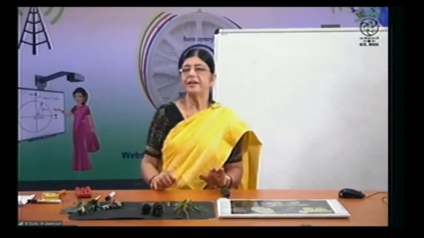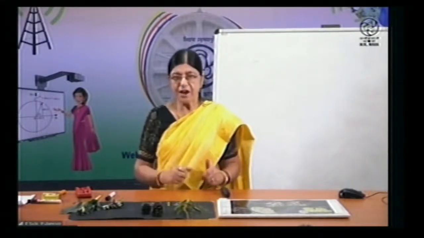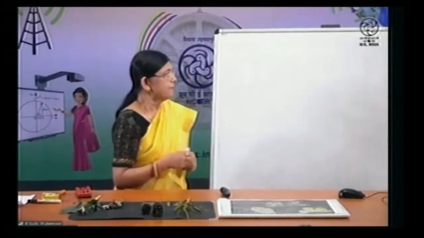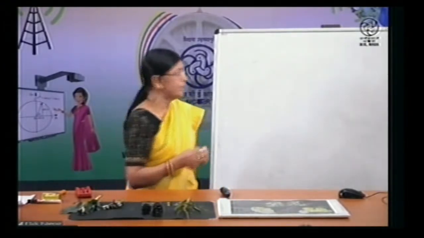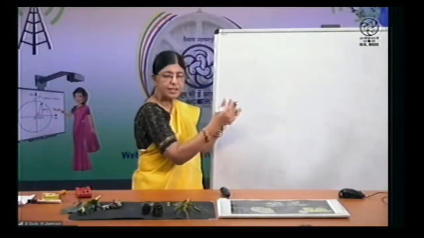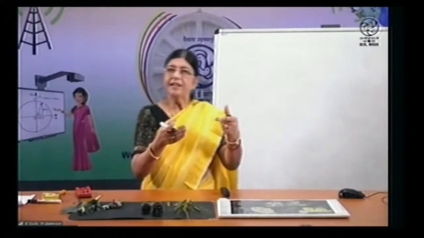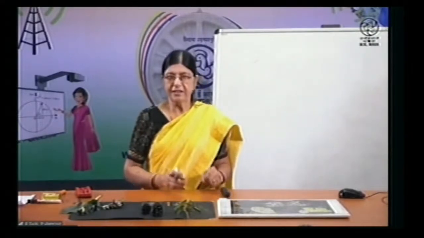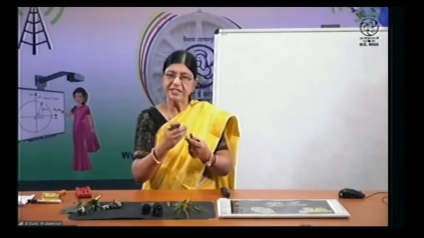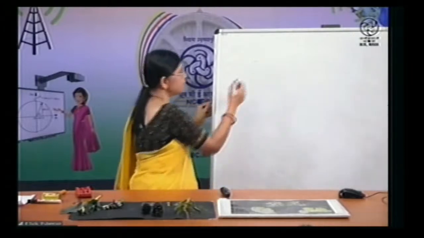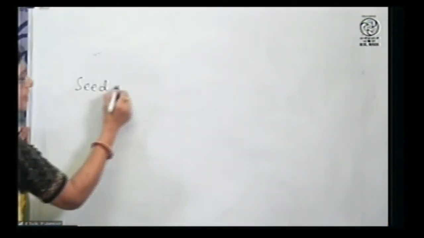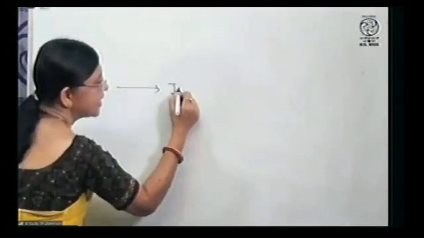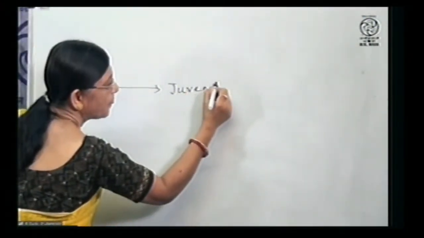Now the question is, what causes flowering? Now see, there are certain conditions. In almost all plants, when a plant is growing from seed, it will not bear flowers. When a young plant comes out from the seed, you'll never find flowers in it. So a plant grows from a seed, then it will go through a certain stage. This stage is called the juvenile stage.